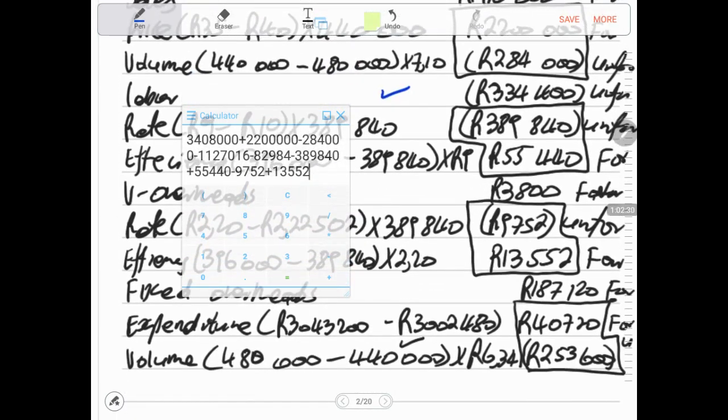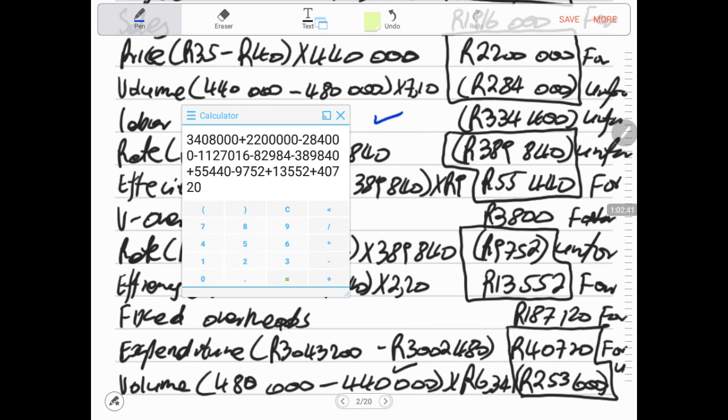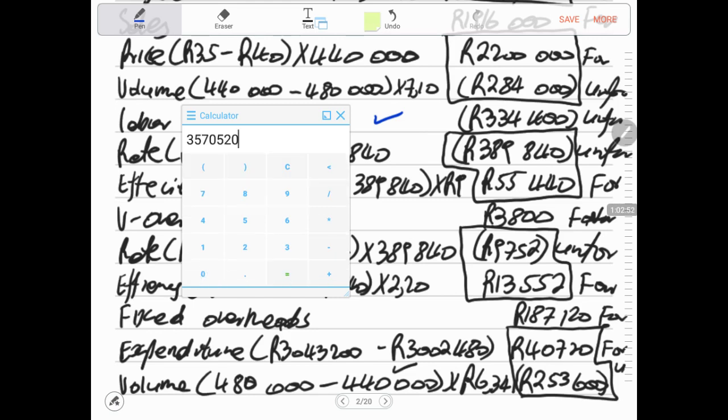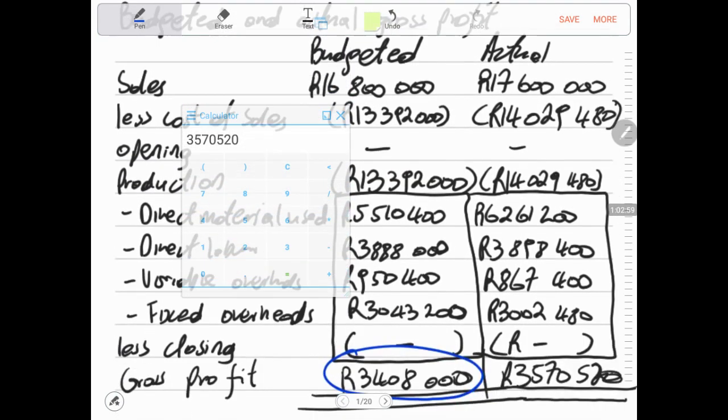Then we go to the last variance, which is favorable, plus 40,720. Then we deduct the last variance of 253,600, and that gives us 357,520, and that 357,520 is our actual profit.